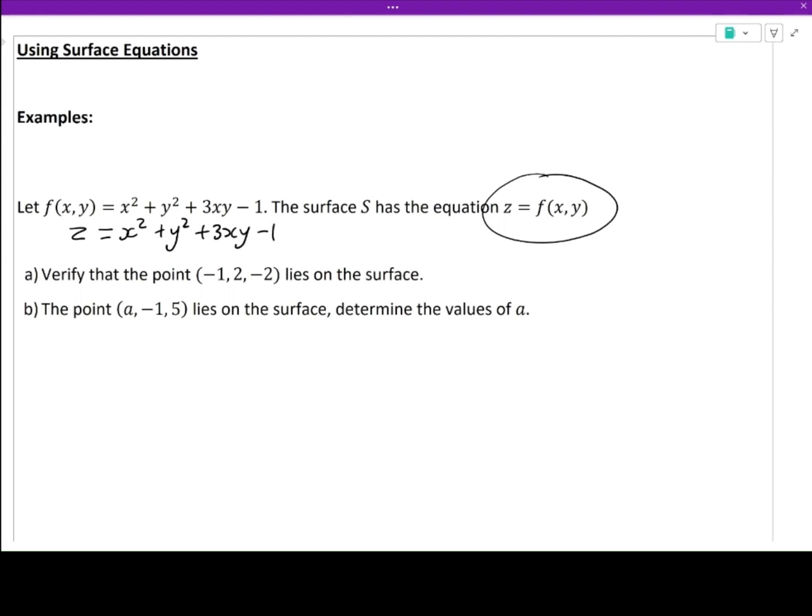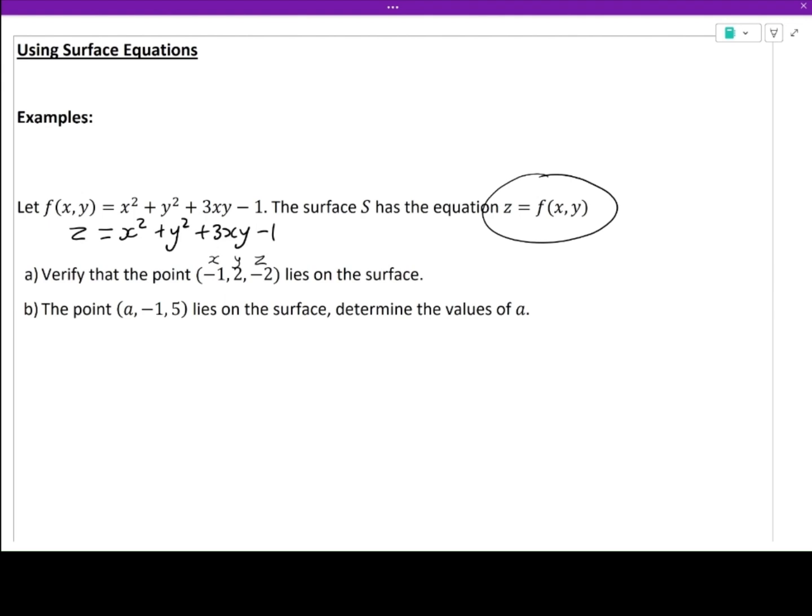Now, if we look at part A, we need to verify that the point -1, 2, -2 lies on the surface. So -1 is your x, 2 is your y, -2 is your z. So the idea is if this is on the surface, then it means that when I substitute -1 and 2 in for x and y respectively, the output z should be equal to -2. If it equals another value, it's not on the surface.